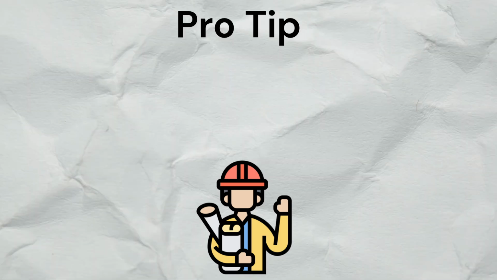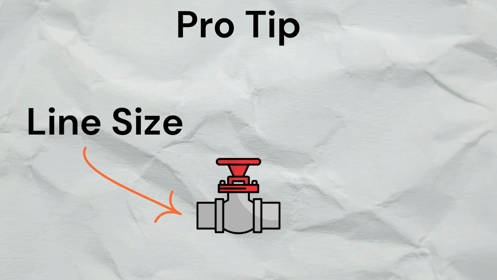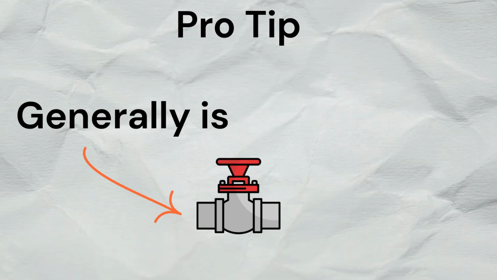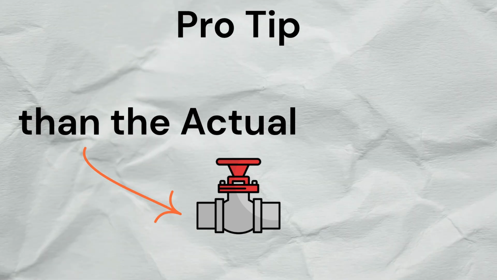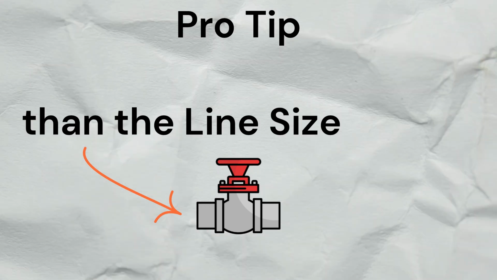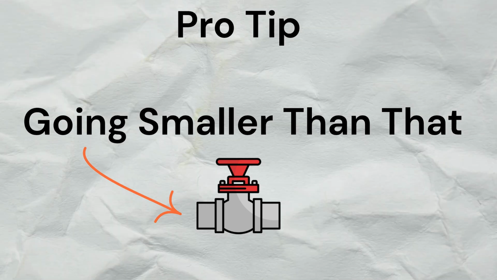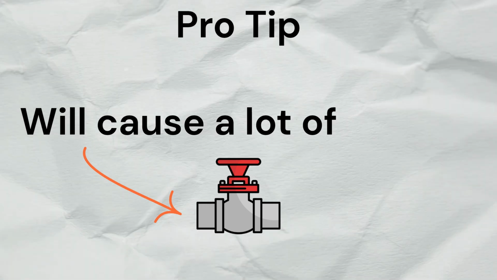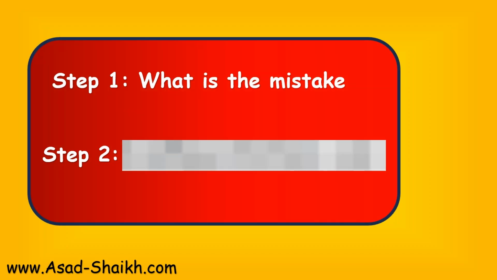Let me share with you a pro tip also here. The valve size is generally considered to be one size less than the actual line size, or at maximum the valve can be half the line size, but going smaller than that will cause a lot of stress in your line. What we have just learned is the mistake that happens, especially of not considering the piping geometric factor in control valve sizing.